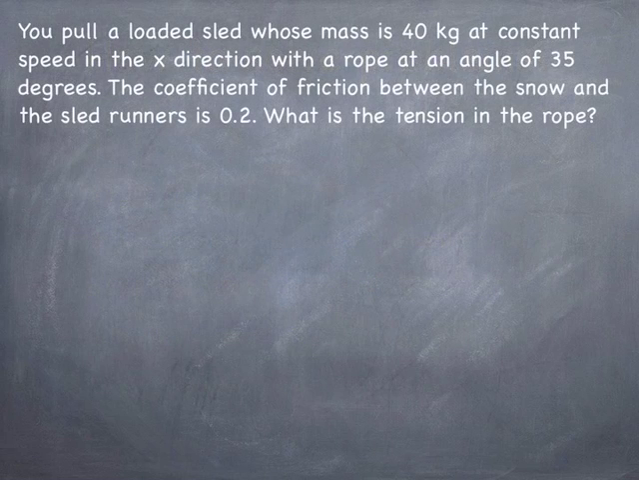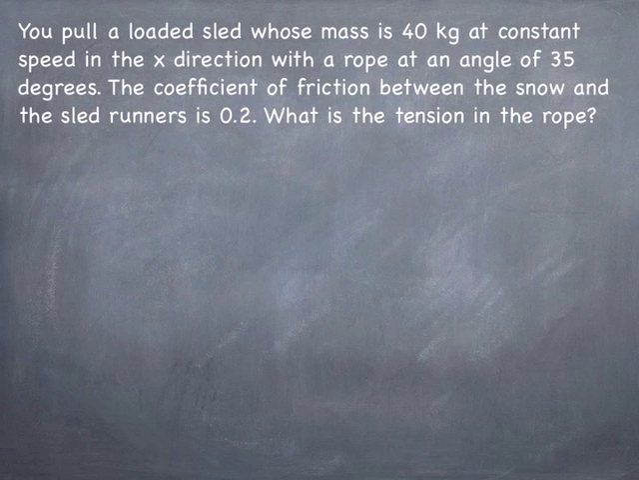So I thought the easiest way to show you how to do this was to actually work out a complete example. This is an example of pulling a loaded sled with a total mass of 40 kilograms at a constant speed in the x direction, using a rope that's at an angle, with a coefficient of friction between the snow and the sled. And the question is, what's the tension in the rope?